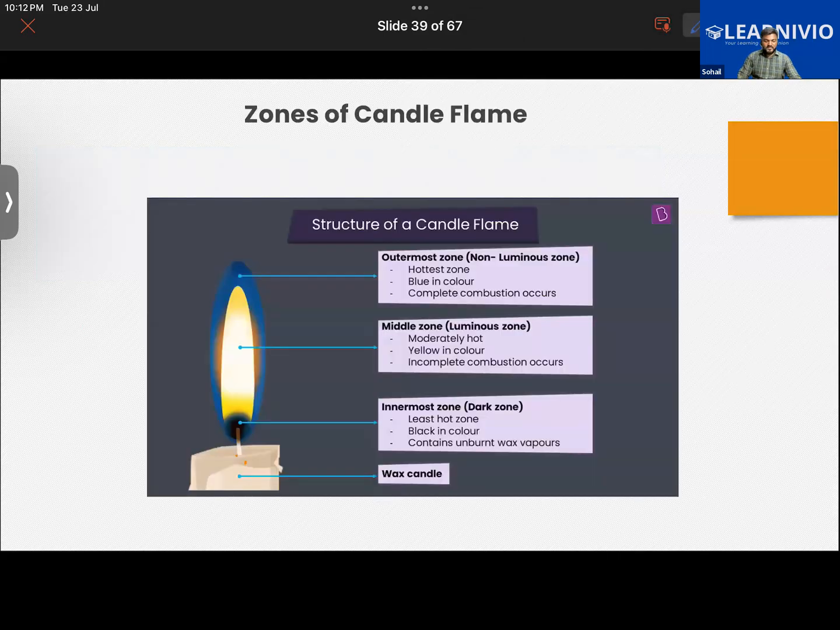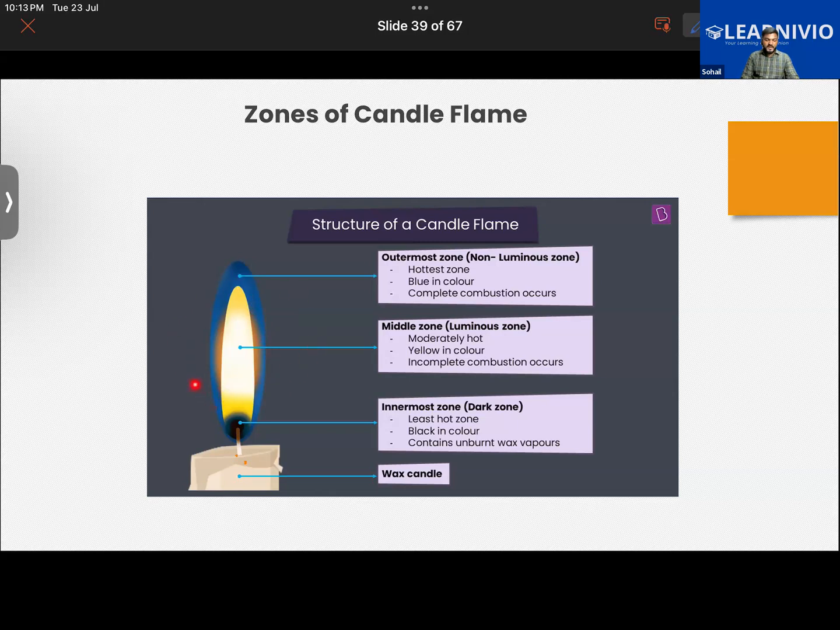So you all would have looked at a burning candle. You would all have burned candles sometime. There you would have observed that there are different zones of a candle flame. It has three different zones. The innermost zone, near the thread, is usually black in color. Then the next zone is very bright and gives lots of light, and that is called the luminous zone, the middle zone. And the outermost zone is blue in color and least luminant. It is the non-luminous zone of the flame of the candle.